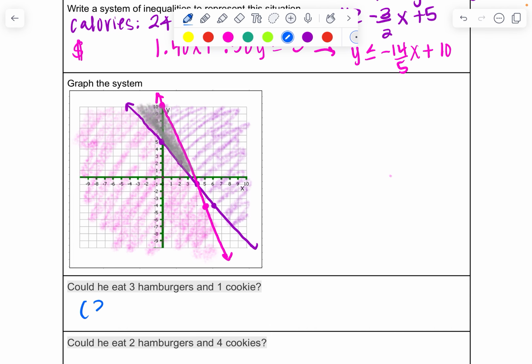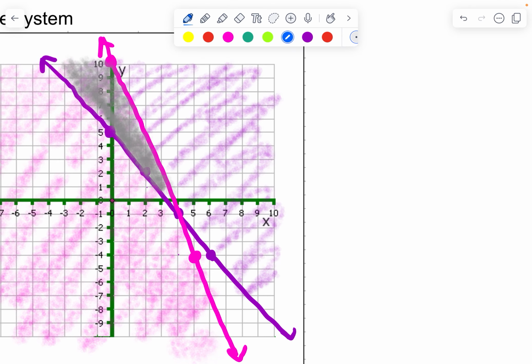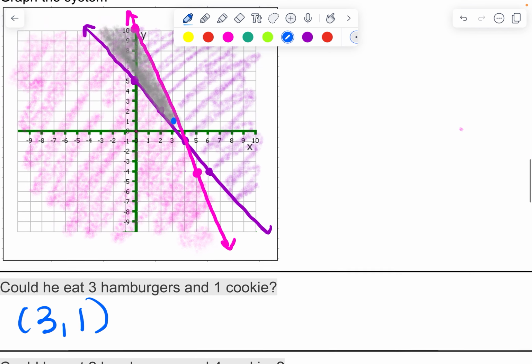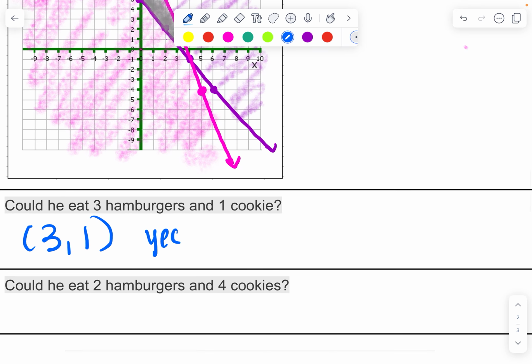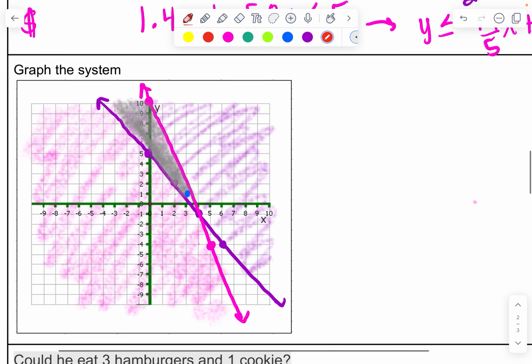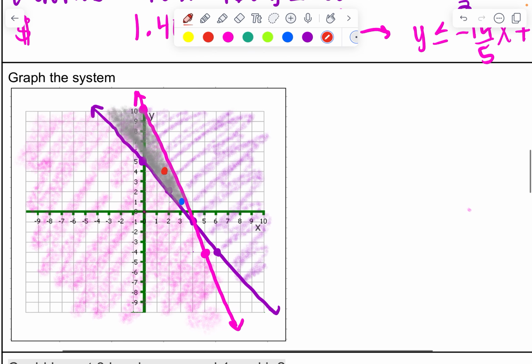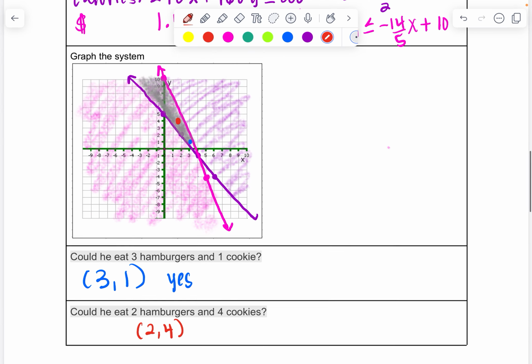So could he eat 3 burgers and 1 cookie? Well, if we look here, over 3 up 1 is right there. So yes, that is in my shaded region. And then could he eat 2 hamburgers and 4 cookies? That's right here. That's also in my shaded region.